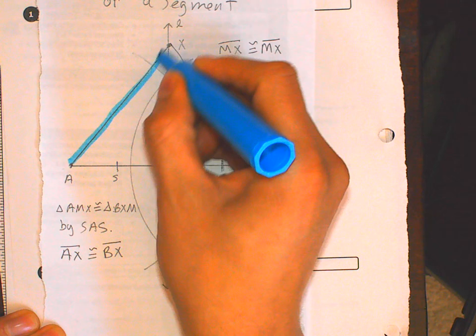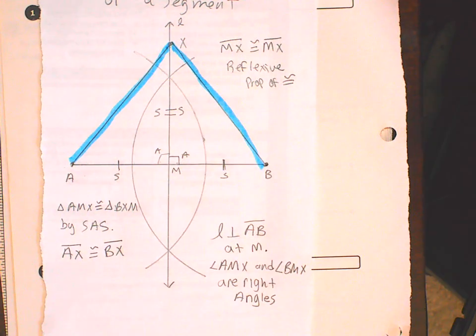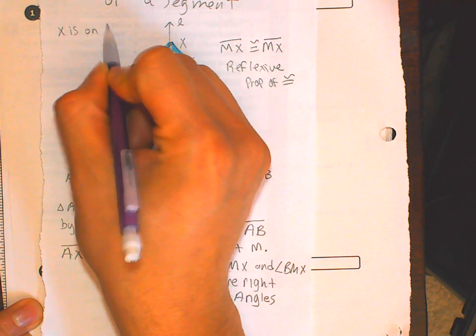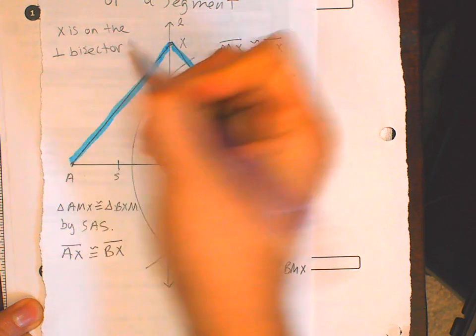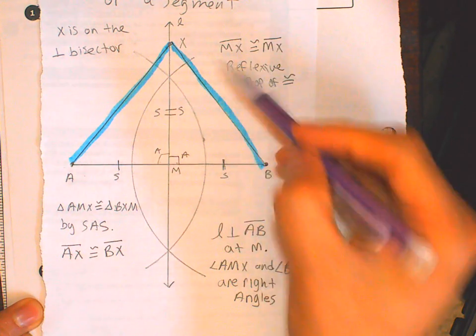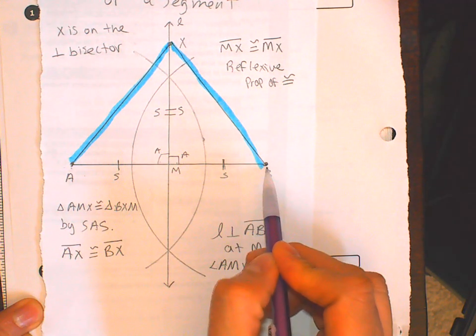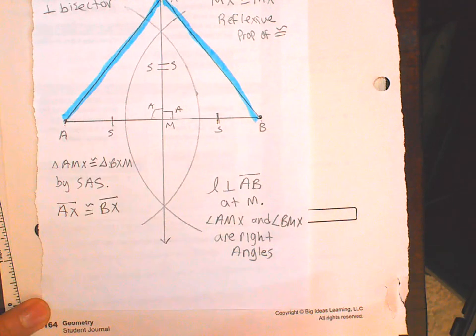So what does this mean? One of the things that you have to realize is that X is on the perpendicular bisector. The location of X is on the perpendicular bisector. This means that any point that is on the perpendicular bisector is going to be equidistant to the two endpoints, which is what my conjecture is going to be. The distance from a point on the perpendicular bisector is equidistant to the endpoints.